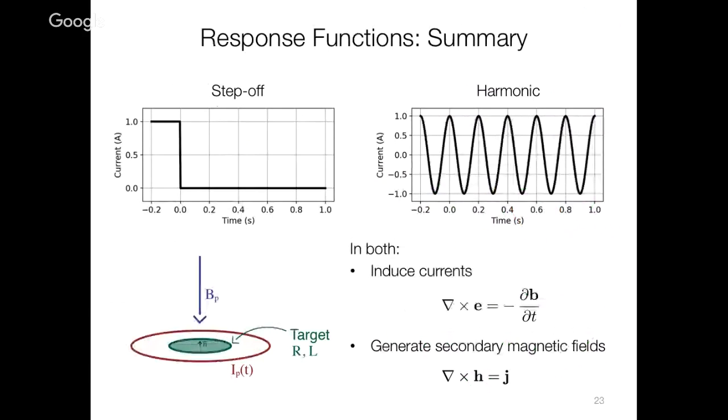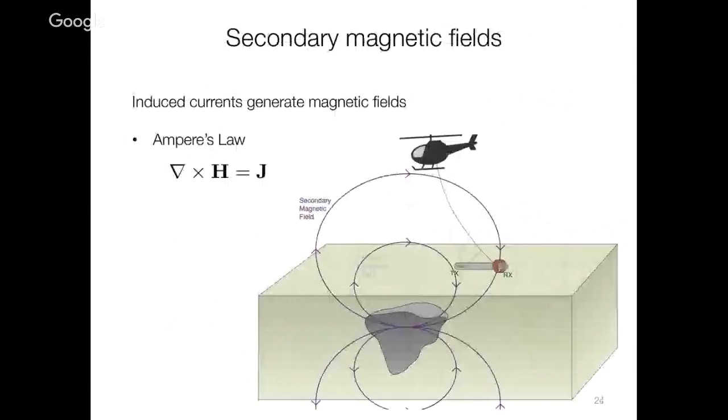What's our summary? If we have a step-off current or a harmonic current, things are kind of the same. They're governed by the same equations, and what the currents do for both systems. Look at Ampere's law. So Ampere's law says if there's a current, then there must be a magnetic field. So now we've got currents induced in here. That's going to give us magnetic fields, which we can measure.